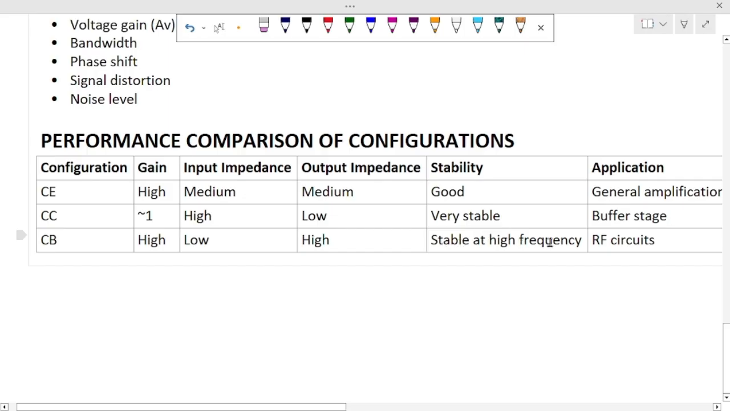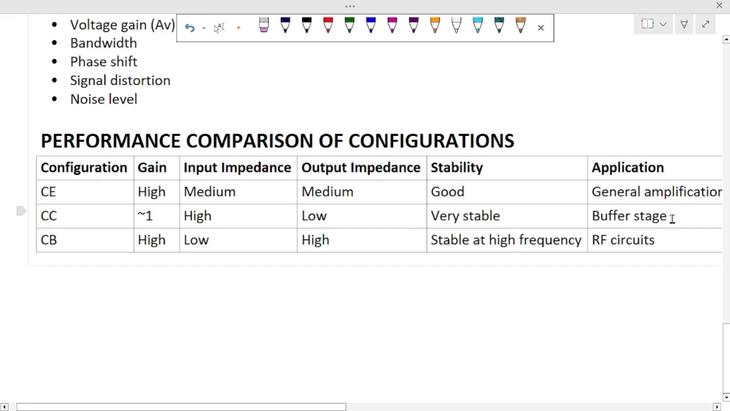Now, since it's stable at high frequencies, that means it can be used for radio frequency circuits, because radio frequencies are high frequencies. So the common base configuration is applied in circuits that have to do with radio frequencies. Then for the common collector, which is very stable, you see that the gain is approximately 1, meaning our input is almost the same as output.